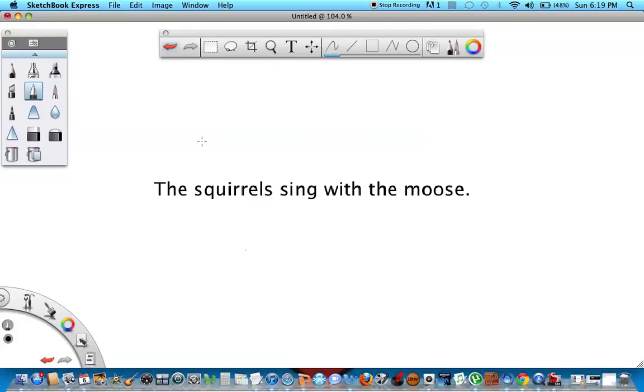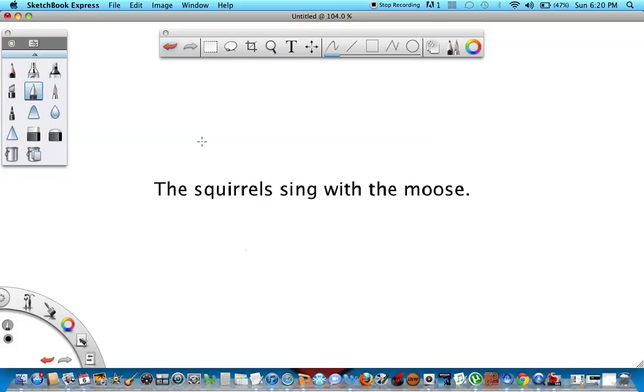Okay, people, whoever is listening to this, I'm going to show you how to diagram this sentence. The sentence is, the squirrels sing with the moose. So first you want to find what part of speech everything is.